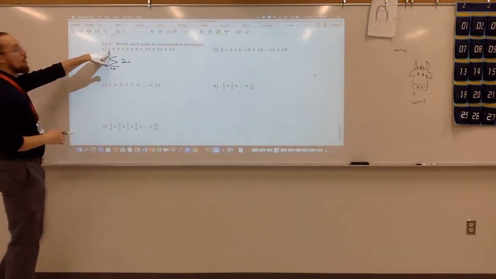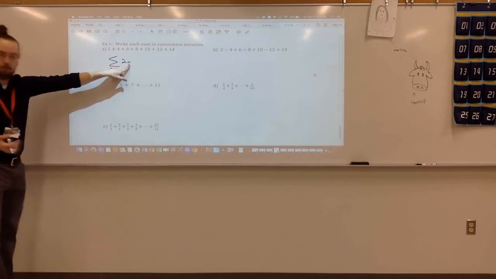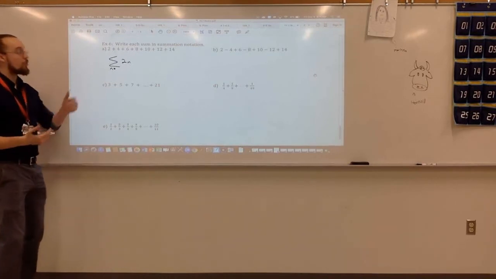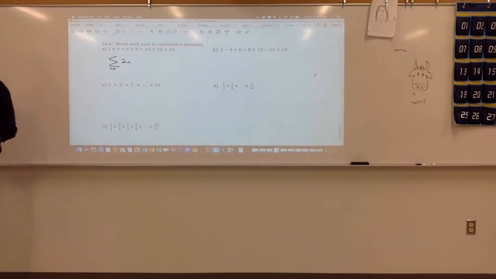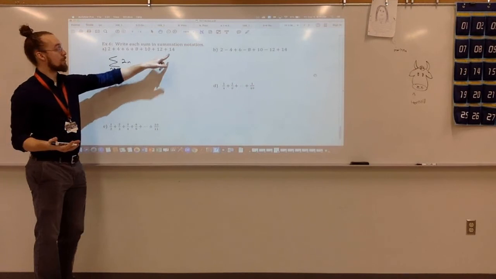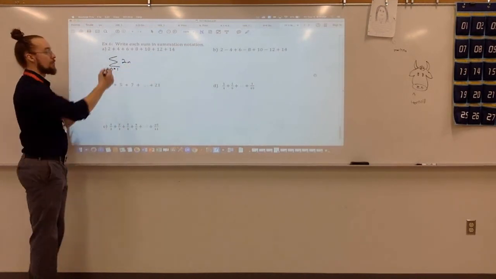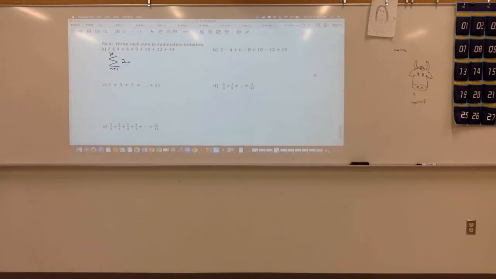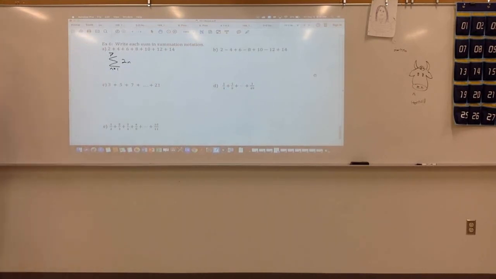So if I plug in 1, I would get 2. If I plug in 2, I would get 4. If I plug in 3, I'll get 6. So, for this, we're saying that my n value, the first number I'm plugging in, is 1. And the top would be 7, right? Because 2 times 7 would get me my final term. Right? So this is how I would write this series using summation notation.